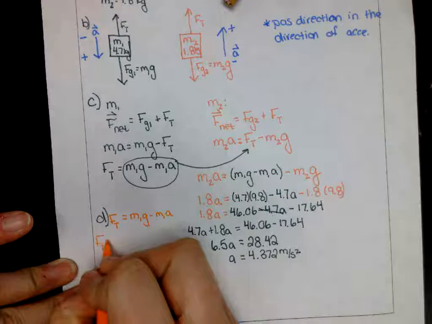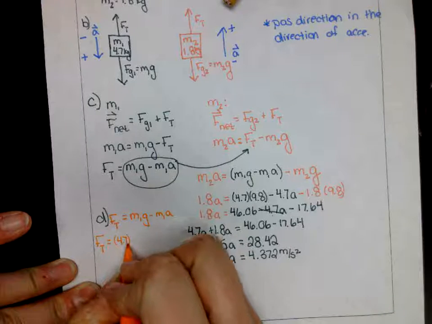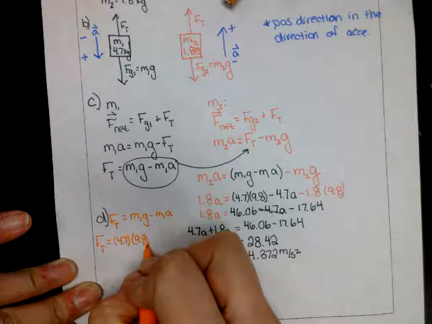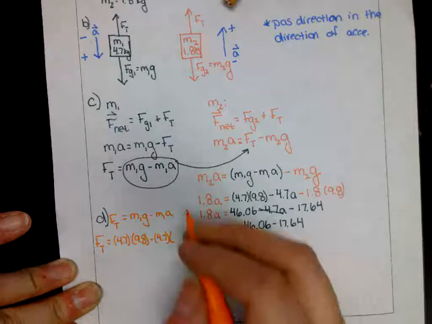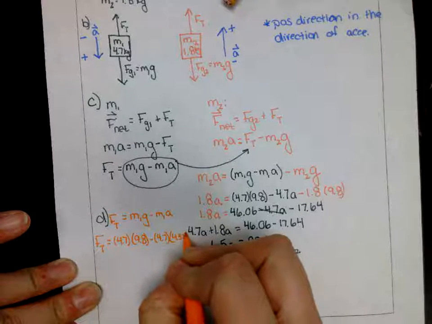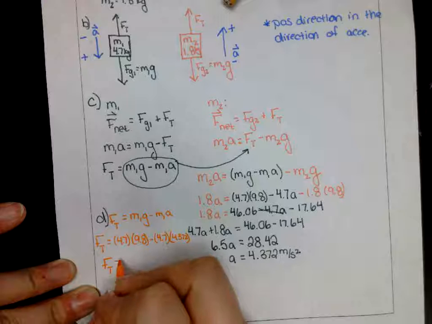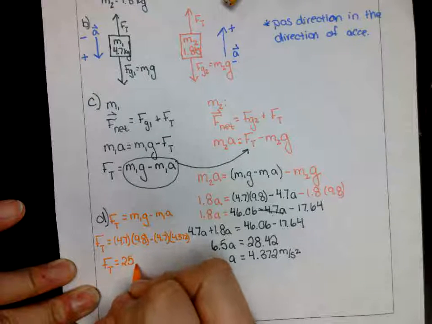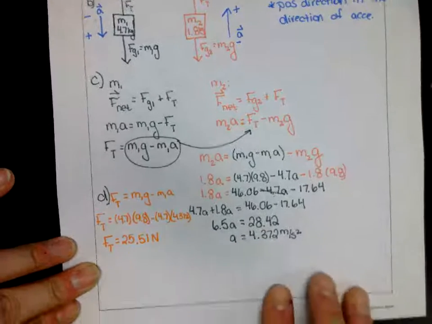So my force of tension is equal to, my first mass is 4.7, gravity is 9.8, minus 4.7 times, we just said acceleration was 4.372. So my force of tension is going to come out to be 25.51 newtons. So all there is left to do on this problem right now is to write my therefore statement. We've solved for everything it asked for.